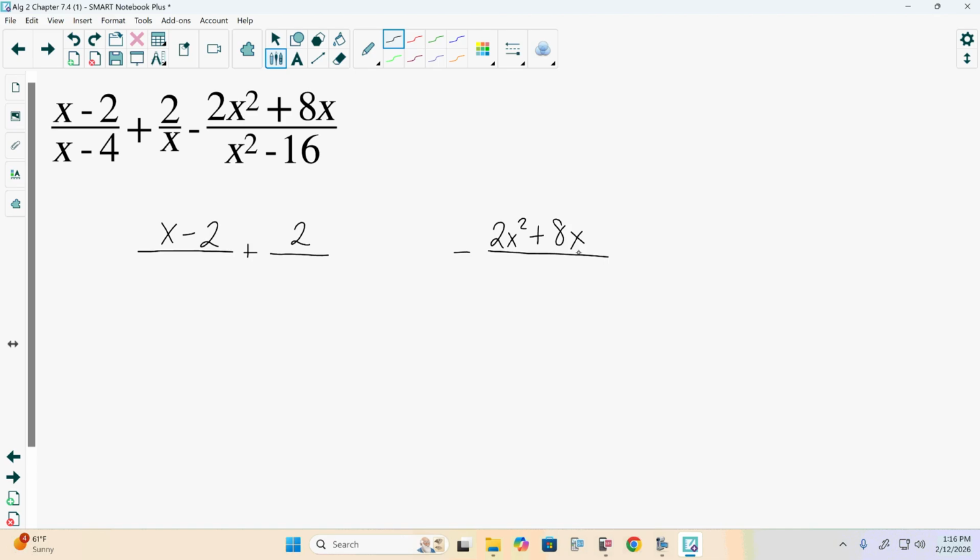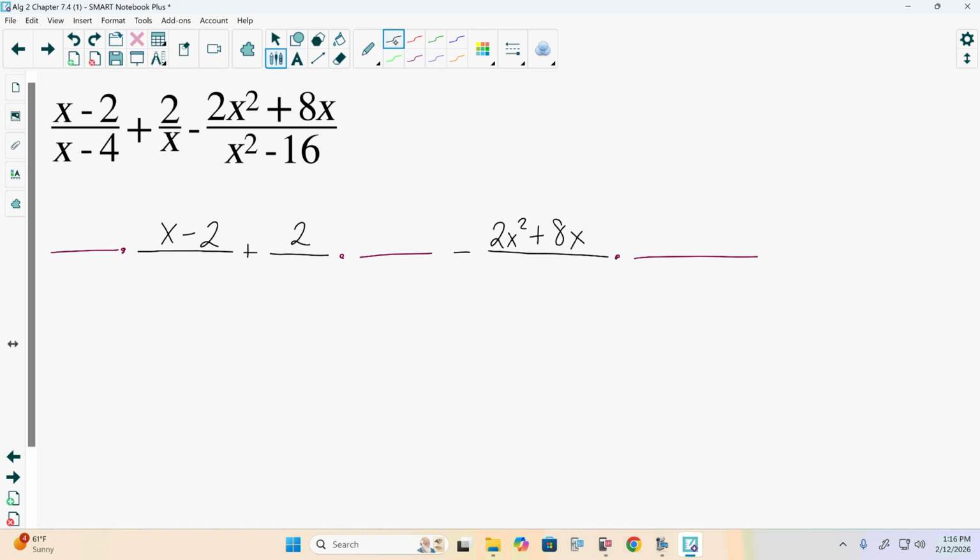Because again, for us to be able to add or subtract these, we need the denominators to be the same. So that means we're going to have to multiply each of these fractions on top and bottom by an expression. So I leave space in the middle to make sure I have room to do that product. Eventually, these are all going to have to be multiplied so the expressions are the same.